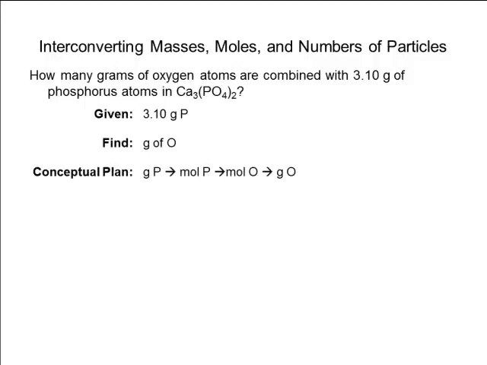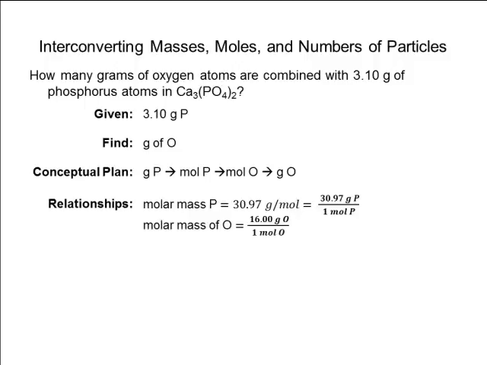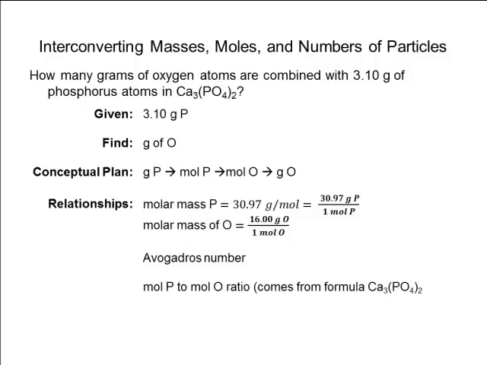Conceptual plan. Well, we're going to have to go from grams of phosphorus to moles of phosphorus to moles of oxygen to grams of oxygen. So how are we going to do that? Well, the grams of phosphorus to moles of phosphorus we can do with our molar mass, the 30.97 grams per mole. The moles of oxygen to grams of oxygen we could do with the molar mass of oxygen. We might want to think about Avogadro's number. And the moles of phosphorus to moles of oxygen ratio is going to come from the formula. So 2 moles of phosphorus over 8 moles of oxygen, or 8 moles of oxygen over 2 moles of phosphorus.